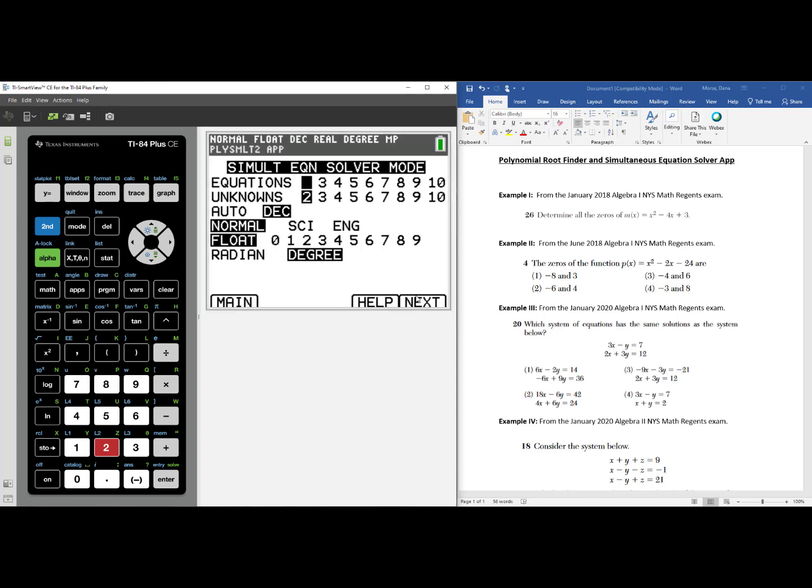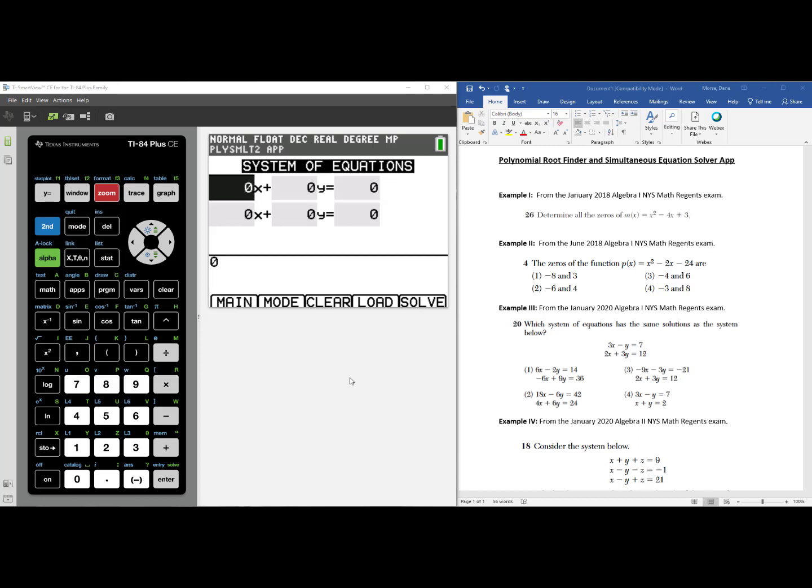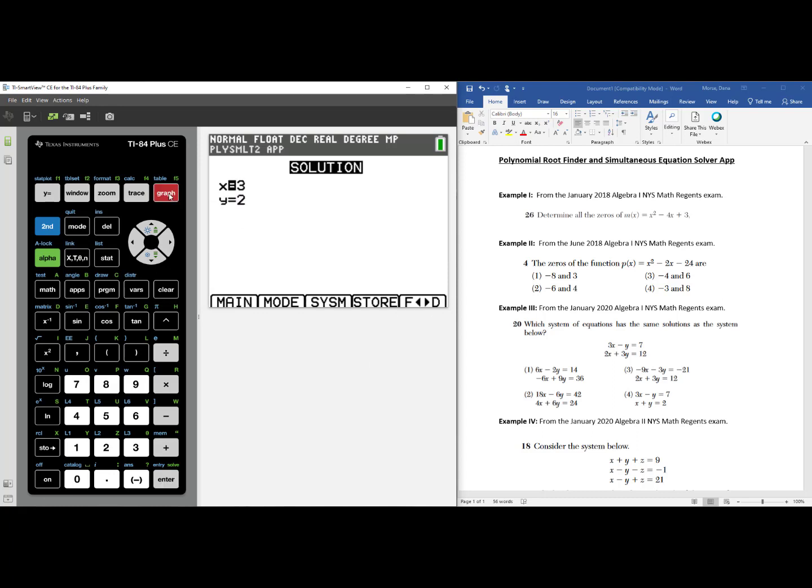So I'll select next, which is the graph key. And here is where you enter in your values. 3, enter. Minus sign, enter. 1, enter. 7, enter. 2, plus sign. 3, 12. Enter. I'll now select solve, which is associated with graph, and I see my solution is x equals 3, y equals 2.